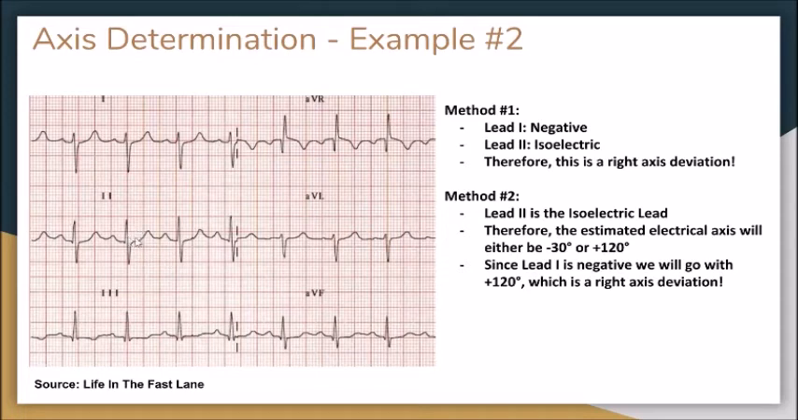So now we know that lead 2 is isoelectric, we need to find the perpendicular angles to positive 60 degrees. That's going to be negative 30 or positive 120. And since lead 1 is negative, we know that it has to be positive 120, because for lead 1, negative 30 would actually register as a positive deflection. But since lead 1 is negative, we know the right answer has to be positive 120 degrees. So this categorizes in the right axis deviation section of the hexaxial diagram.